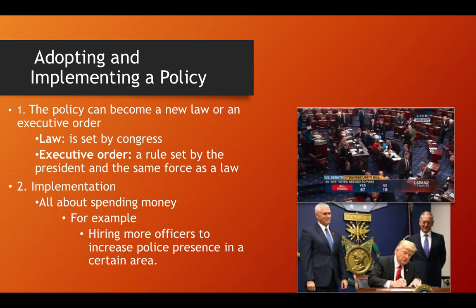Now, for the adopting and implementing phase, the policy can usually become a law in one of two ways, right? The law will be written by Congress, both chambers, and I'm discussing this at the federal or even at the state level. The Senate or the House of Representatives will write a bill, right? They'll negotiate on the bill. They might send it back and forth to each other to make sure that the language is something that they both agree with. And then once they agree with that bill, they will send it over to the executive.